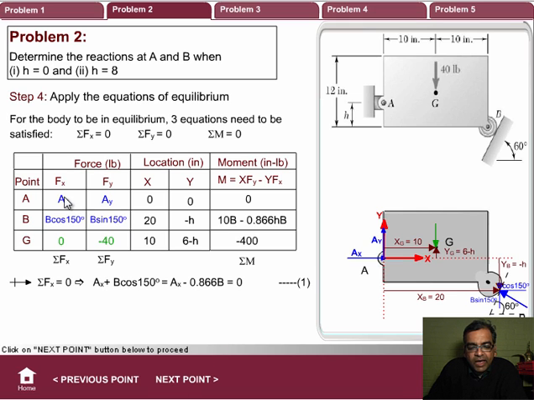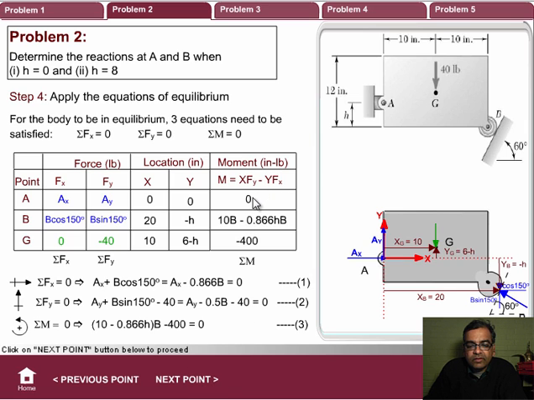If I sum this, I'll get ax plus b cos 150 plus 0 equal to 0. So this is ax minus 0.866b equal to 0. Okay. Next, ay plus b sin 150 minus 40 is the same as ay minus 0.5b minus 40 equal to 0. That's the second equation. And the last one is 10b minus 0.866 hb minus 400 equal to 0. And this is counterclockwise moment. This tells me which way is positive.